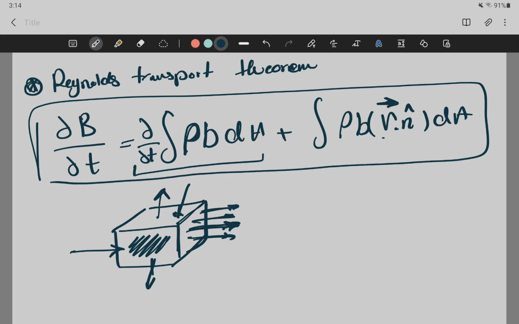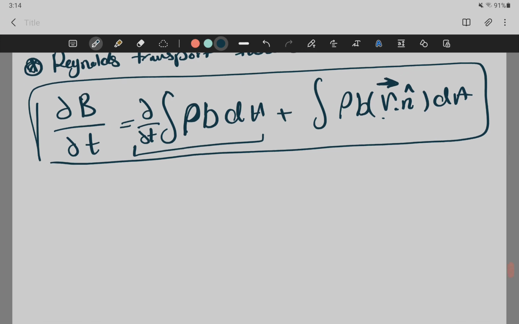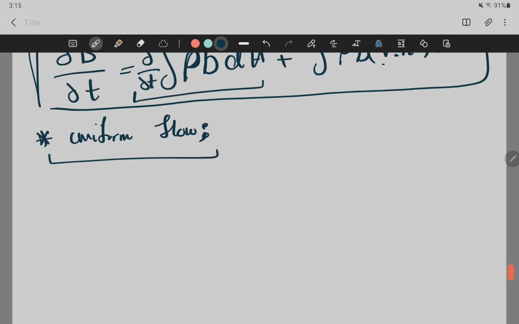We are not going to go over derivations. The only thing that I'm going to give you is the final. Let's actually do the final energy equation. Let's assume there is uniform flow. What can you say about the energy equation in the system?